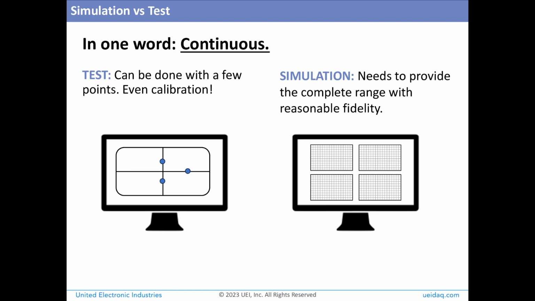What is the difference between simulation and test? Well, in my mind, it comes down to one word: continuous. Typically, test systems only test one or more discrete points, while a simulation system in a Hill or Sill is a continuous vector type operation. Any signal or system that is simulated must provide a complete range with reasonable fidelity. Are you testing at one temperature or from -20 to 70 C? Every degree or just 3 points along the continuum?